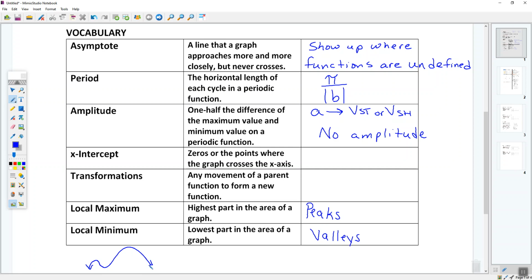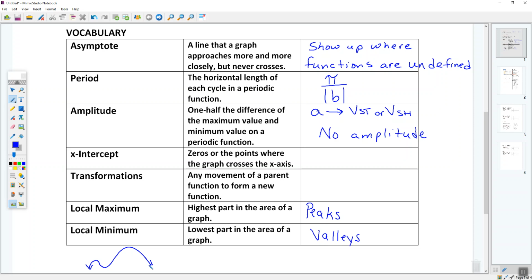That would be considered a peak. It'd be considered the local maximum. It would also be considered what we would call the global maximum. This is the absolute highest point. Okay, but in this area, what's the highest point? That. So peaks are considered local maximums, and valleys are considered local minimums.